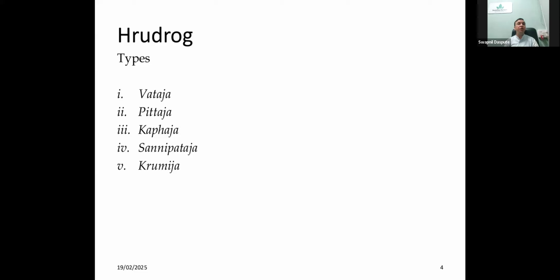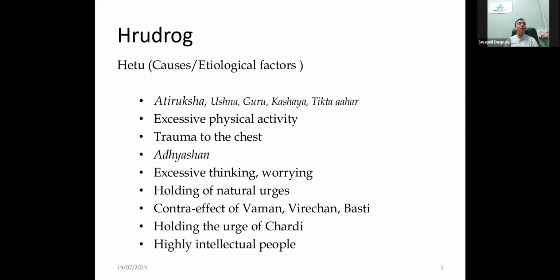So types of Hriday Rog: Vataja type, Pittaja type, Kaphaja, Sannipataja. So dosha type 4, and Krumija. Now, where else did we see Krumija type of disease? In which disease did we see Krumija? No, it's okay. Homework for you.